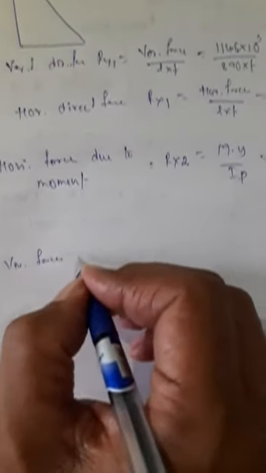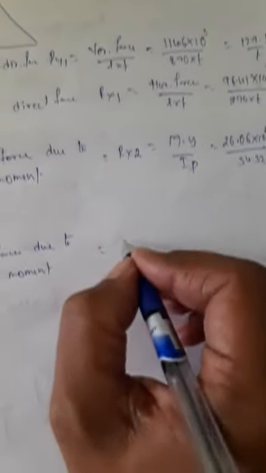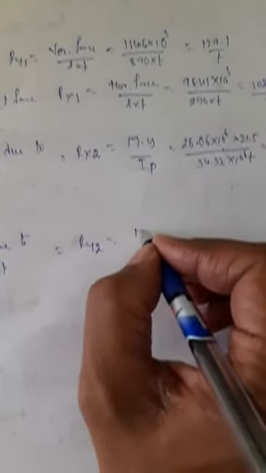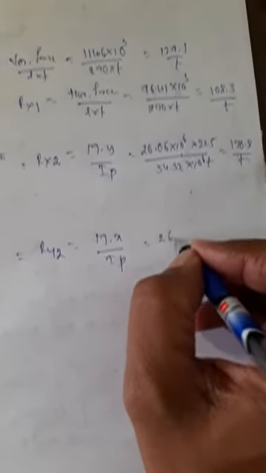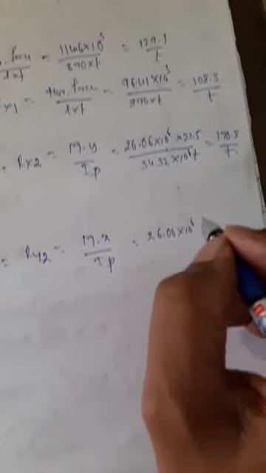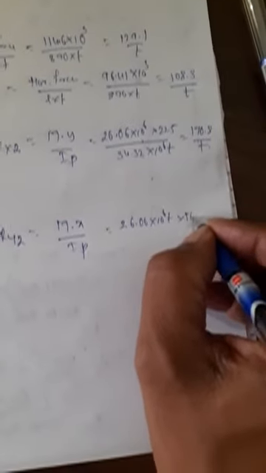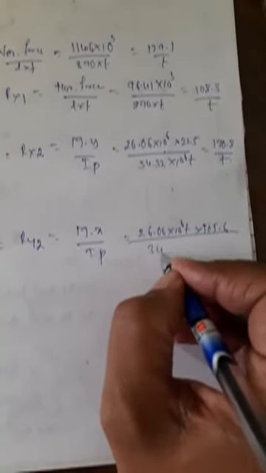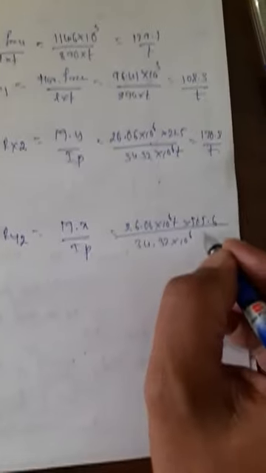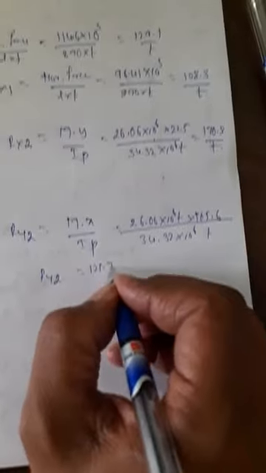Similarly, vertical force due to moment. Ry2 is equal to M into X divided by IP. So that is 26.06 into 10 raised to 6 T into, so x value is 165.6 divided by 34.32 into 10 raised to 6 T. Ry2, I get the value 125.7 by T.